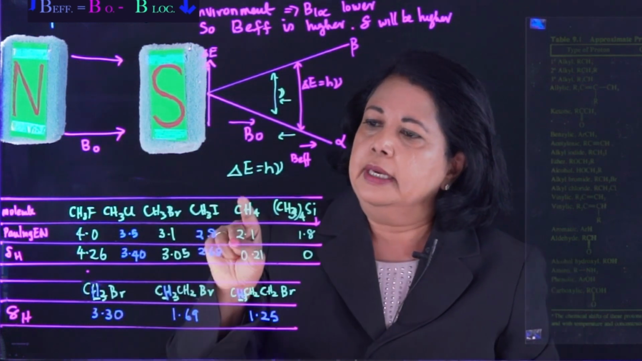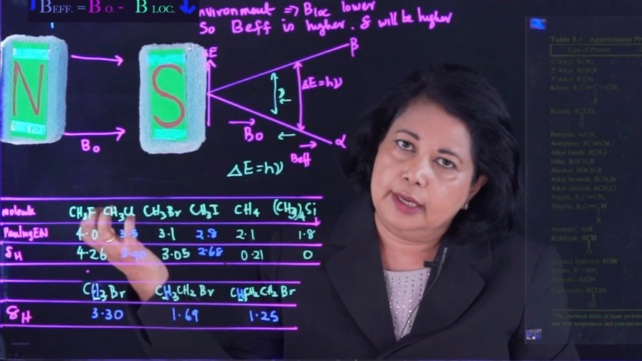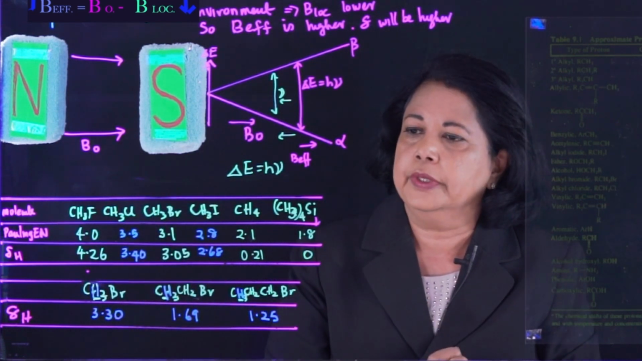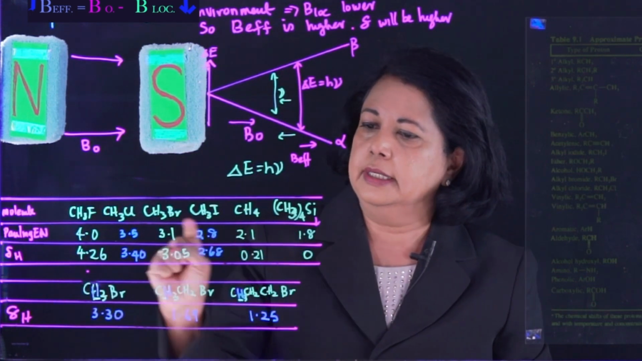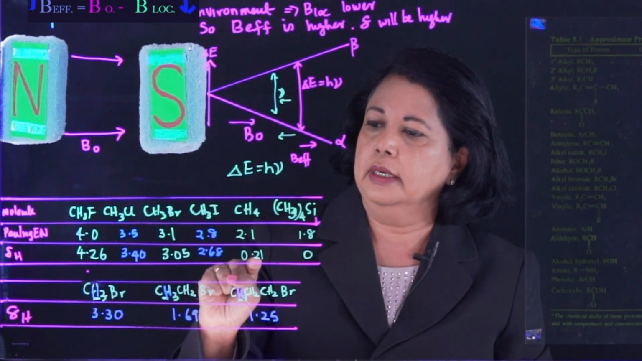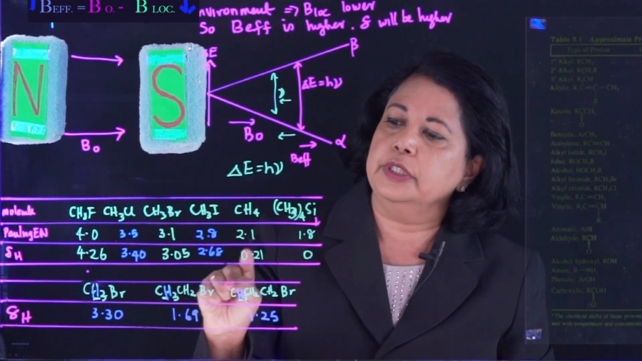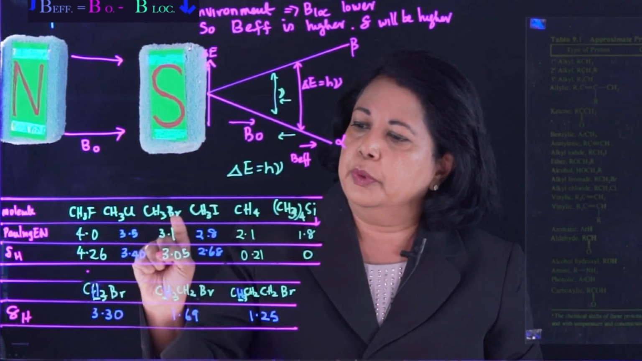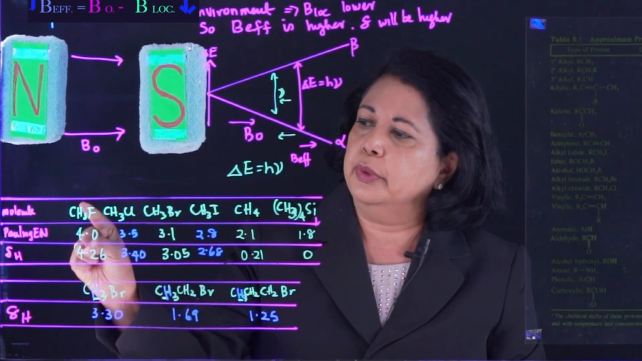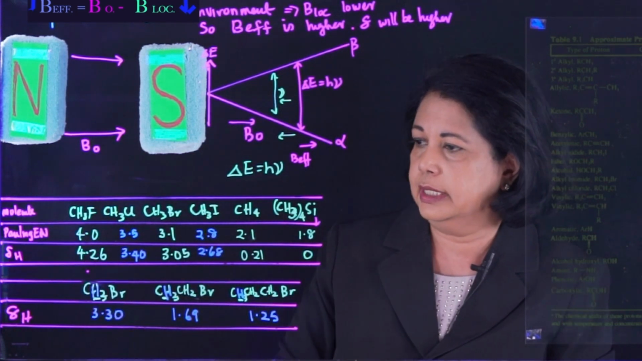Now, if you put electron withdrawing groups, they're going to pull electrons away from it. If you have methane, the delta is going to be 0.21. If you put an iodine, the chemical shift is going to be 2.68, and so on. Bromine 3.04, chlorine 3.4, and fluorine very high, 4.26.